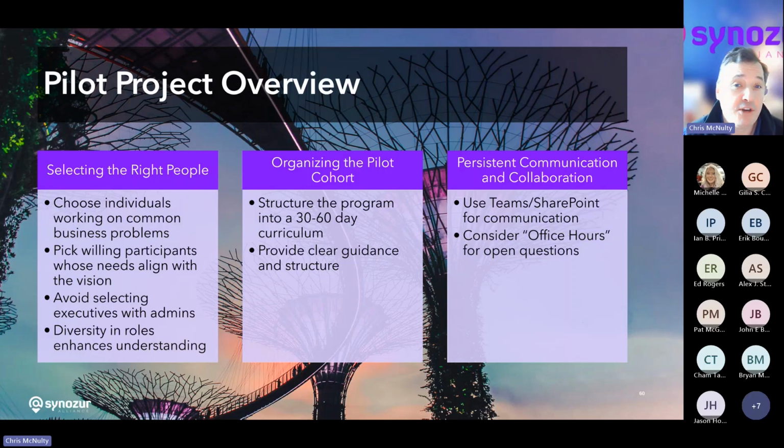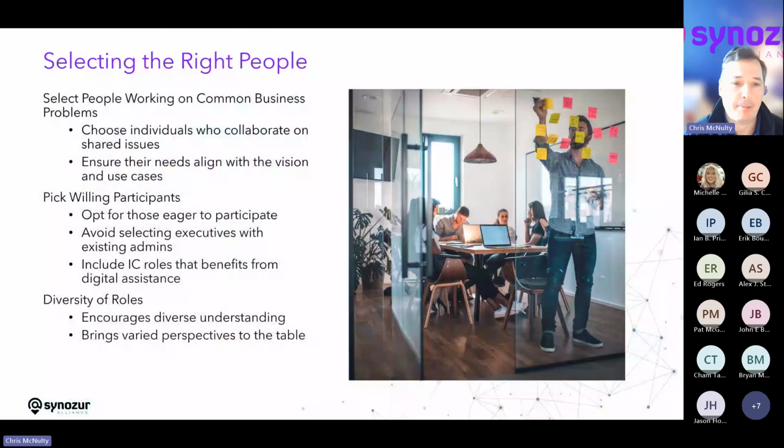And also make sure that there is persistent communication beyond just a weekly call. Those are certainly important, but make sure that for those asynchronous communications or document sharing, you're using the tools that you have, things like Teams, to be able to keep people connected with the pilot group as well as the team that's running and steering this throughout.